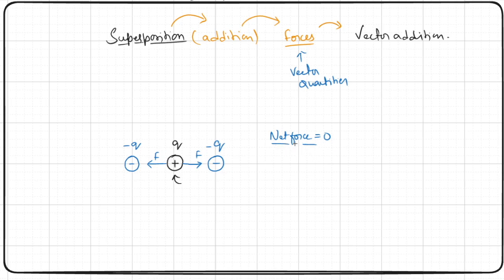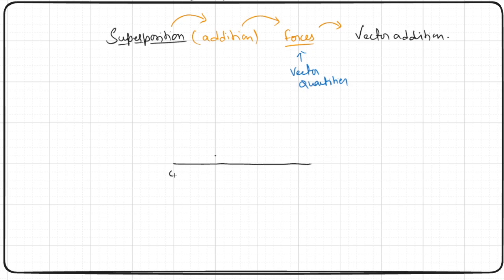Now let us take an example where there is some net force. Let us take some values also. I'm taking this as the x-axis, and this is 0, this is 1, this is 2, this is 3, and these distances are in meters. Now let me place charges. There is one charge here, a positive charge, and its value is say 2 coulomb. There is another charge placed at position 3. It is also a positive charge. Its value is 2 coulomb.